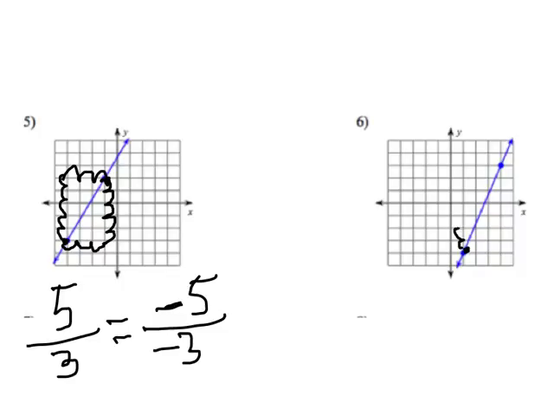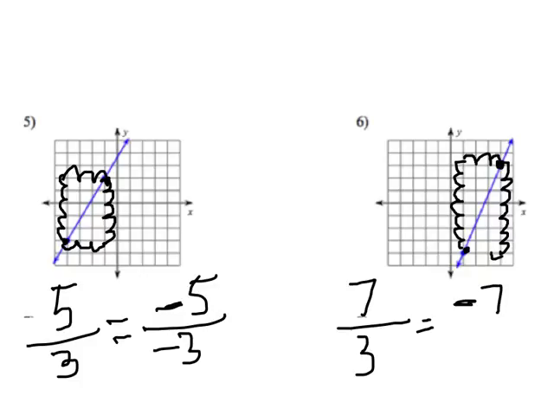Looking at number 6, pick a point to start at. You're going to find your rise, which is 1, 2, 3, 4, 5, 6, 7. Positive because we're going up, and then your run, which is 1, 2, 3. Positive because we're going to the right. If you had started at the other point, you would have gotten 1, 2, 3, 4, 5, 6, 7 down, so -7, and then left 1, 2, 3, so -3, and those two are also the same.